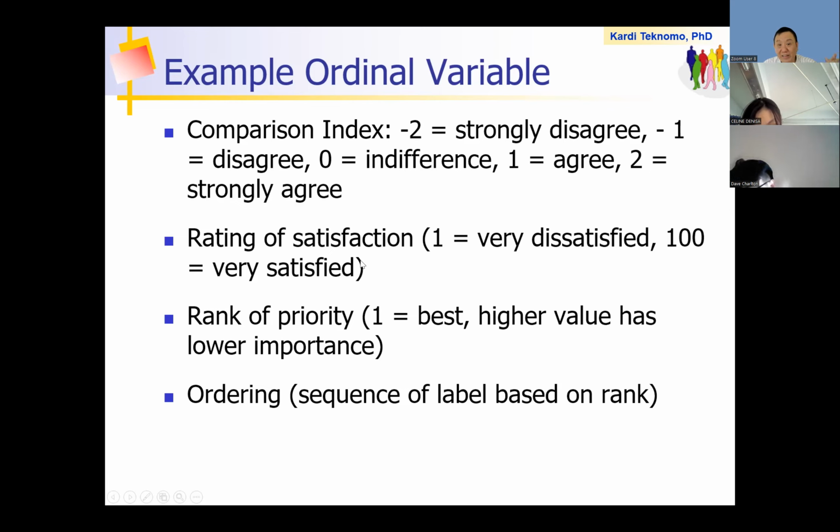The same thing if you have rating. 1 means very dissatisfied, 100 means very satisfied. So these numbers have order. It's not just nominal, which has no order, not just assignment. These have order. The same if you say rank of priority, 1 is the best. So in the rank, usually the higher value will have lower importance. Another way to do ordinal variables is using ordering, or the sequence of labels based on rank.